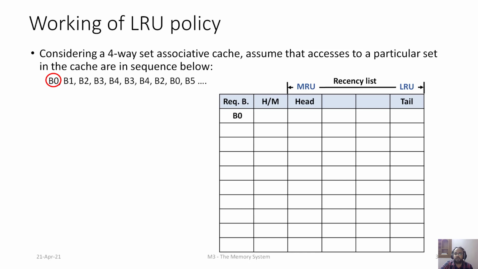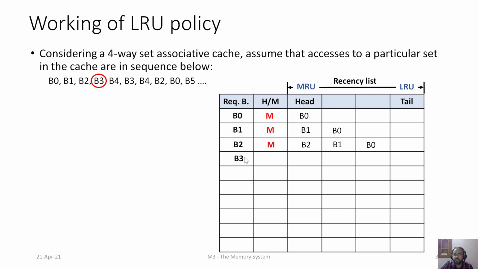So the very first access B0 is a miss, and it is placed at the head of the recency list because it is the most recently used. Following that, let's say the next access was for B1, and again B1 is a miss because it's not there in the cache. So now there will be a slight change in the recency list. The most recently used block would be B1, and the one which was accessed just before that is B0. Then the access was for B2. Again, it is a miss. B1, B0 in the recency list will move to the right, and the most recently used block would be B2 here.